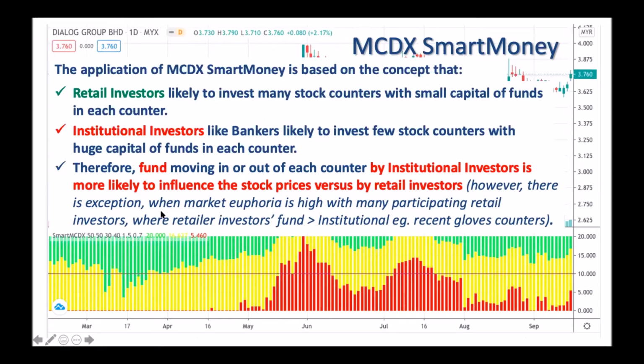There's an exception. We found that when market euphoria is so high, with many participating retail investors, where retail investor funds are more than the institutional body's. Remember the recent glove counters. Remember the last 3 or 4 weeks, that time investment banks were leaving Top Glove, but the price was still going up because the funds from retail investors were much more, I think 10% more than the institutional investors, IB. So there are some exceptional cases as well.